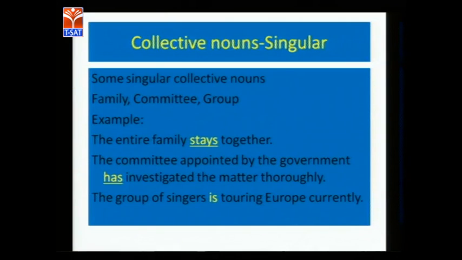Now let's look at the examples for collective nouns. What are the words that are usually used in singular form, being collective nouns? Like I said, family, committee, and group. There are, of course, a lot of words. I'm not saying these are the only words that enjoy the status of a singular verb being collective nouns. But now look at the example: the entire family stays together. Like I said, we have this tradition of having very large families. At least we keep going to our families during our vacation.